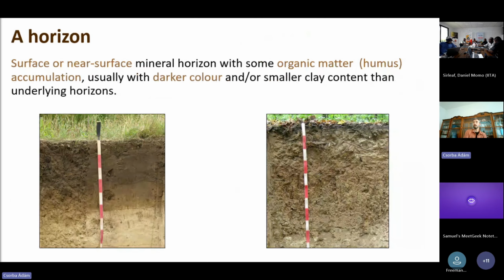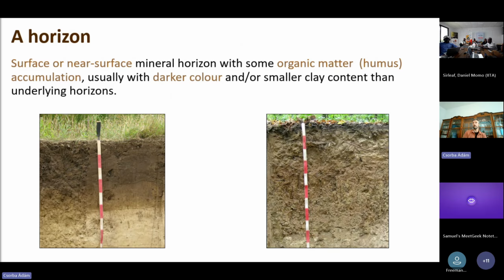Now we jump to the mineral horizons. The most important one, or the most widely discussed one, is the A horizon. A horizons are surface horizons, mineral horizons with some organic matter, humus accumulation. It's very important here that when we are talking about the humus, that means that this organic matter has been decomposed. So it's not a raw organic matter like in an H or O horizons. So this is decomposed.